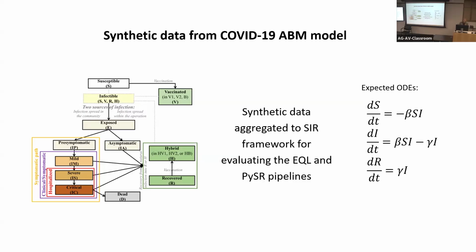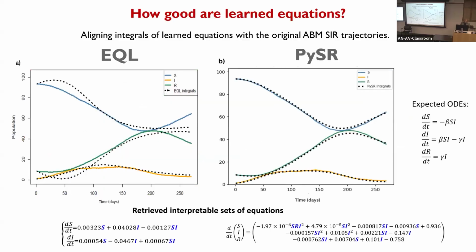We created the true data, the truth, using our agent-based models. And then we aggregated outputs of our agent-based model to mimic what we might see in reality. We aggregated to something that looks like this if we would use an ordinary differential equation model. Then we want to see, if we know how the dynamics of infection should look, and we use one of those two AI pipelines to discover the model for us, how would that look?